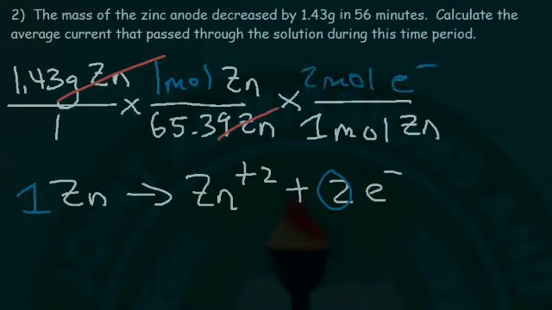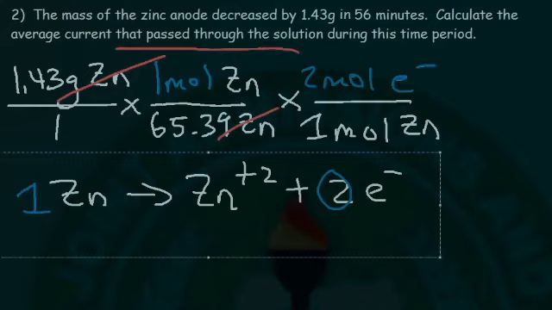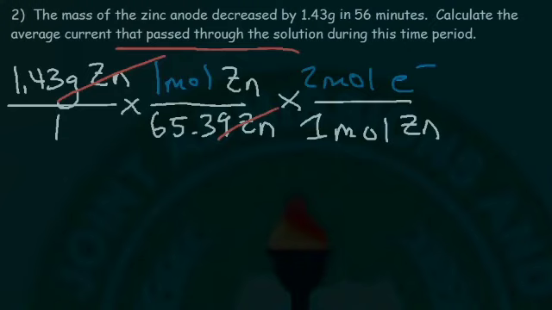pass through the wire or through the solution. Well, technically, the electrons don't really pass through the solution. They travel through the wire. So I guess I should have rephrased this problem in a better way. It's the ions that actually pass through the solution, but the electrons, they travel from the anode through the wire to the cathode.